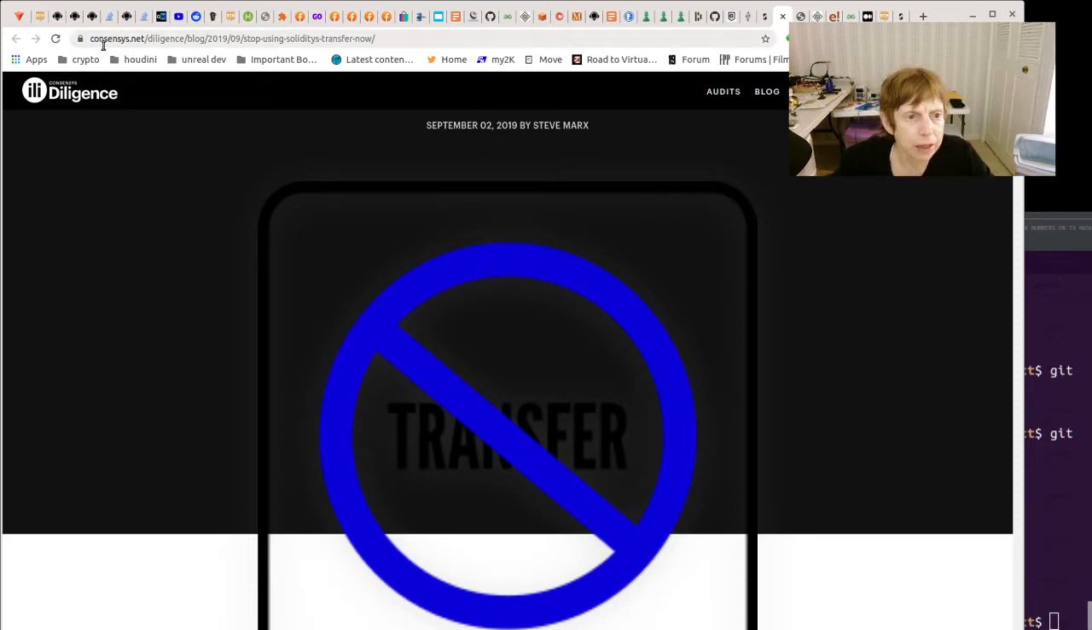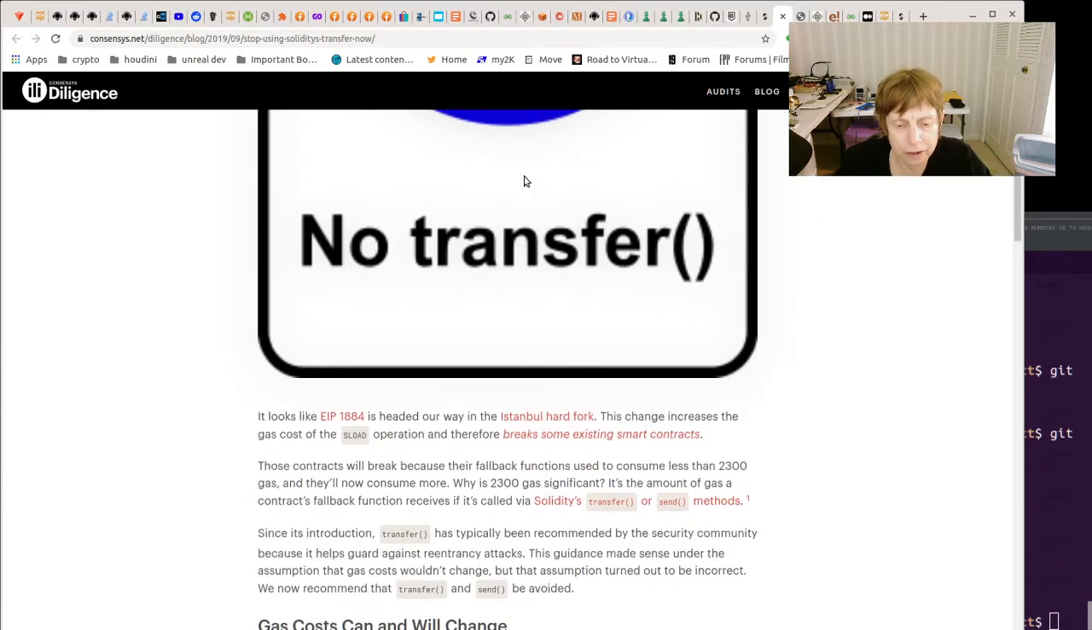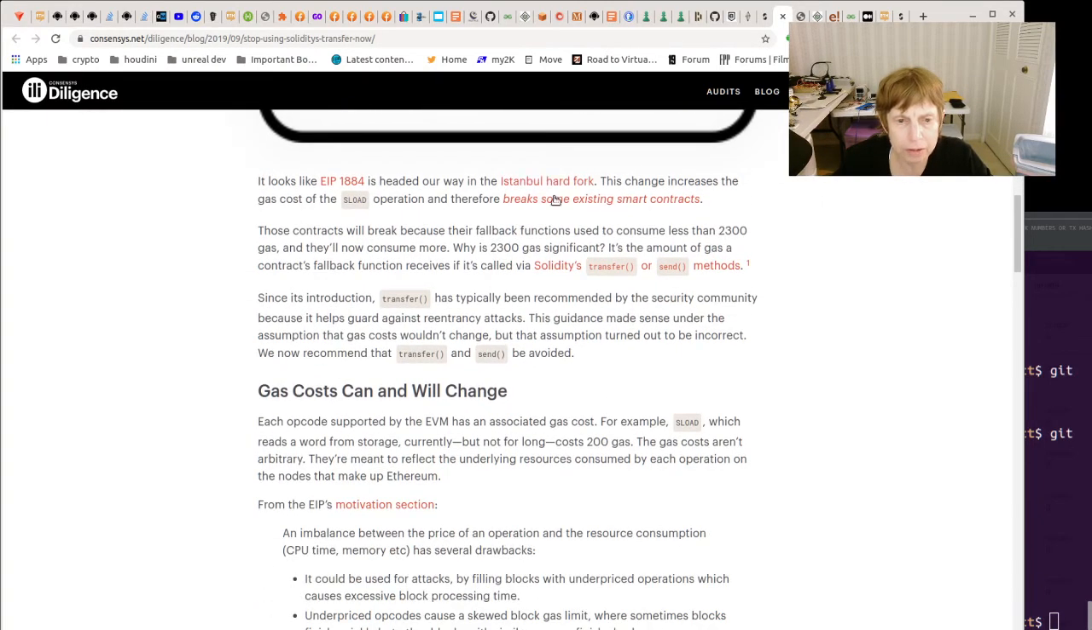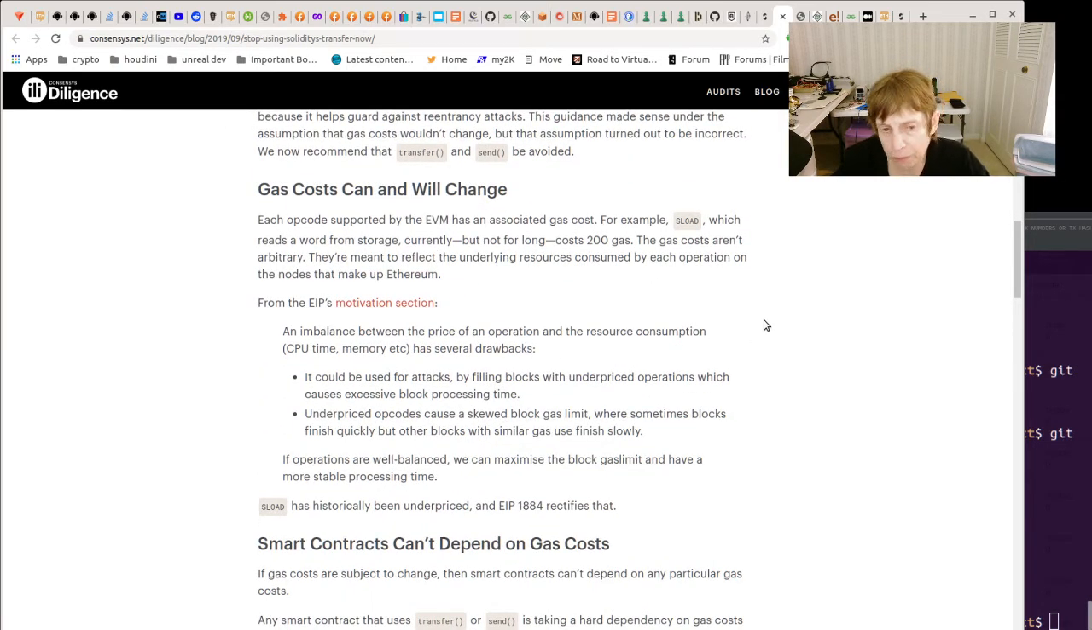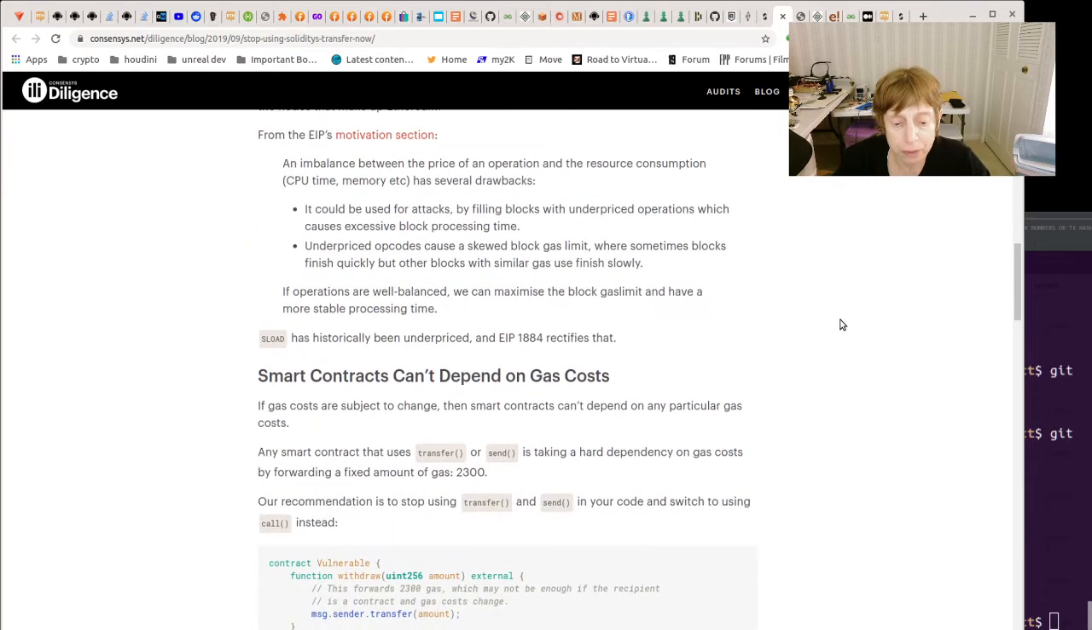article by Consensus, one of the big players here, and they talk about there are three methods that you can use: transfer, send, and call. The change that happened in best practices is that they don't recommend you use transfer or send because they have a hard cap on gas.